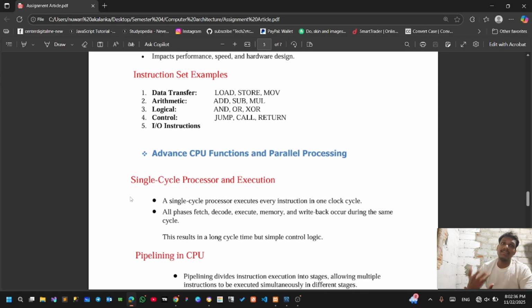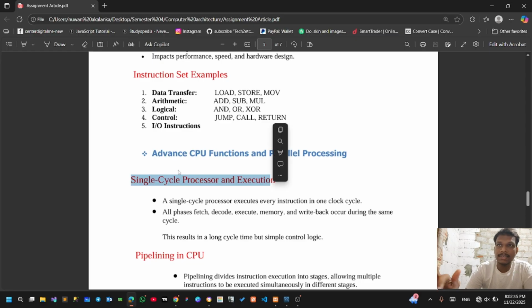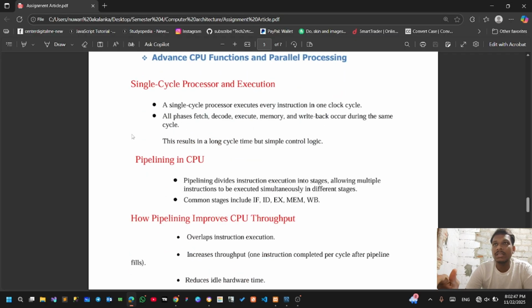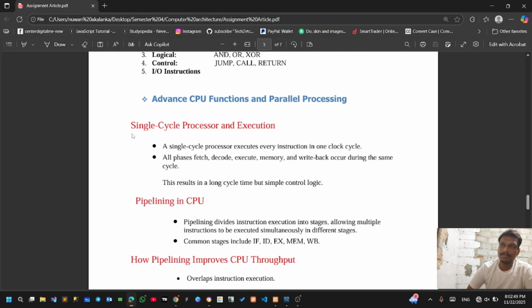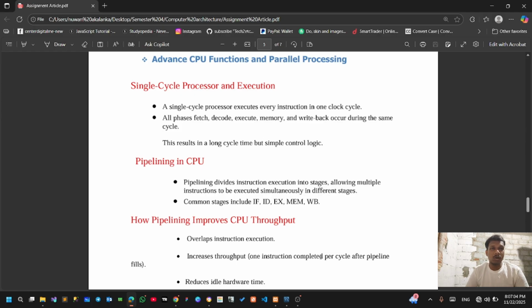So next our main topic is advanced CPU function and parallel processing. In the subtopic single cycle processor and execution, a single cycle processor executes every instruction in one clock cycle, and all processes, fetch, decode, execute, memory and write back, occur during the same cycle. This results in a long cycle time but simple control logic.